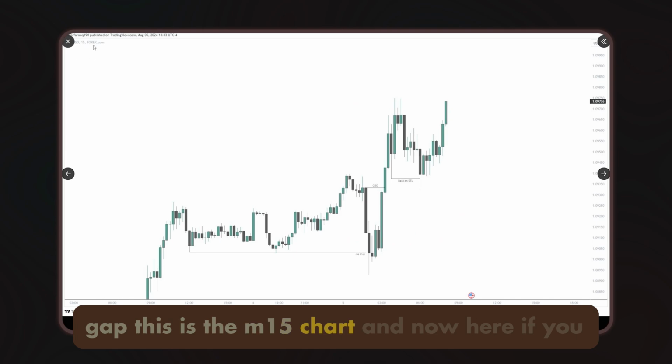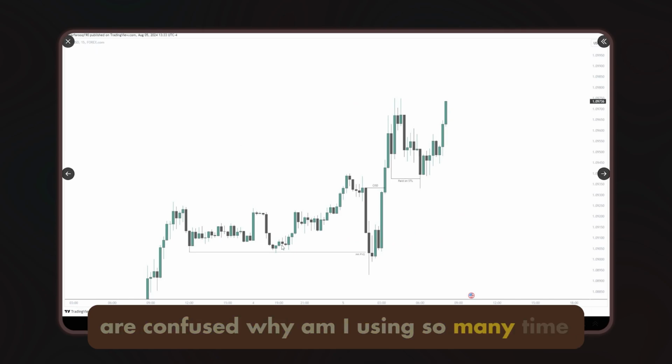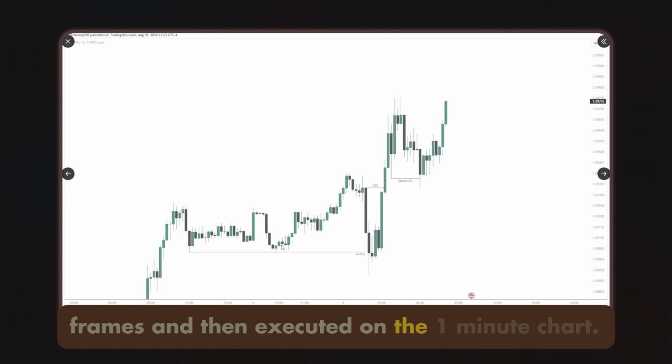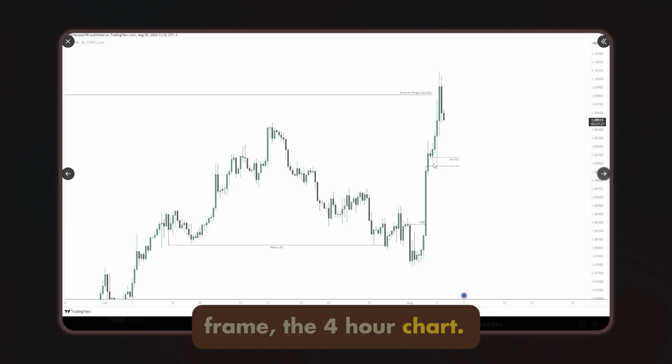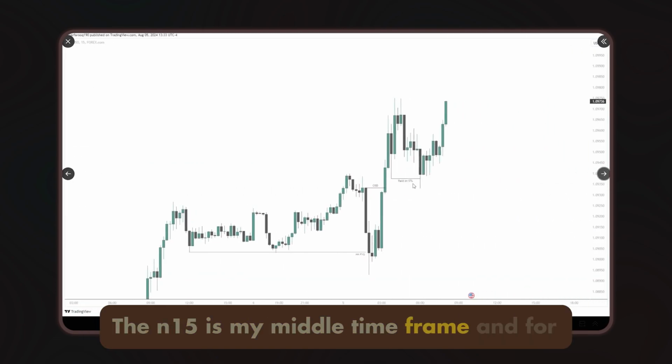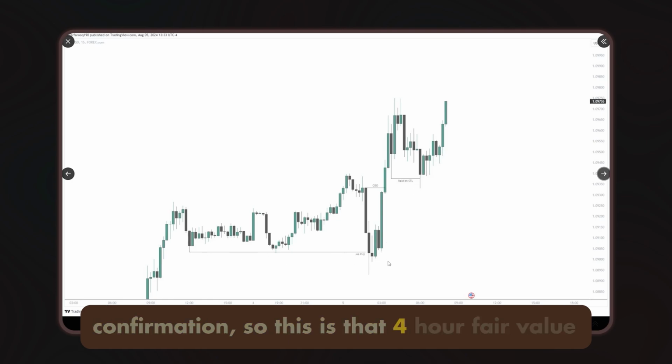This is the M15 chart. And now here, if you are confused, why am I using so many time frames and then executing on the 1 minute chart? The weekly chart was just an extra confirmation. This is what I considered my very high time frame, the 4-hour chart. The M15 is my middle time frame and for confirmation. So this is that 4-hour fair value gap.